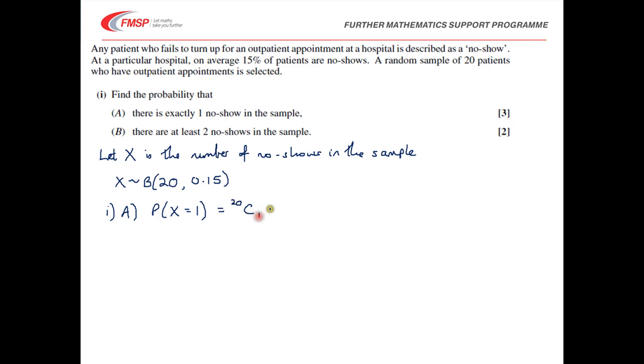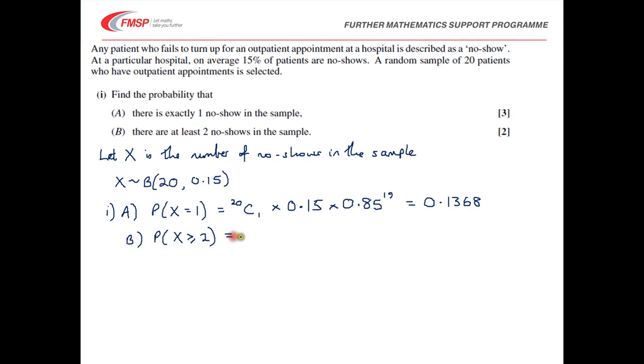20 choose 1, 1 success, 19 failures. Okay, I'm talking in terms of success being the thing that we're interested in, although clearly in the context of this problem, a no-show is not a success. And calculating that, 0.1368.